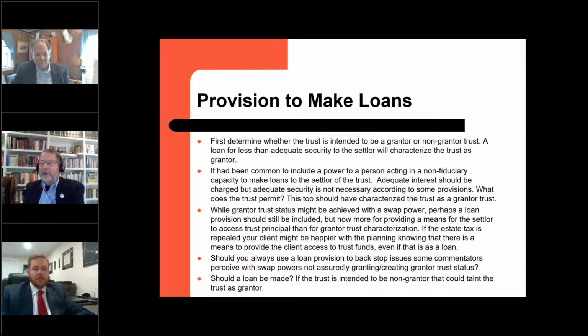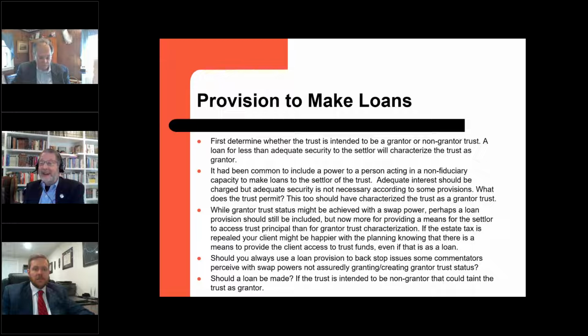Jonathan, can you define clearly, definitively, with specificity, what constitutes adequate security? No, we certainly don't know. It all depends upon the facts and circumstances. So, folks, facts and circumstances, that's kind of risky.